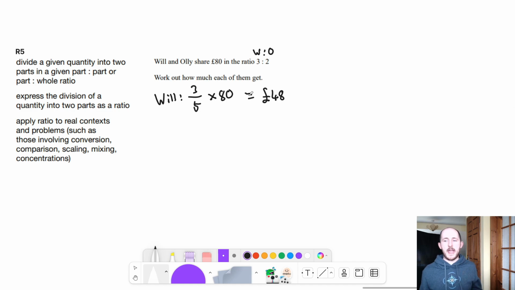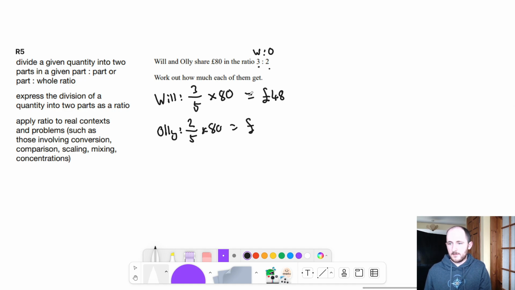Now technically you can just do 80 minus 48 to work out how much Ollie gets, but let's do the same method. Change this to a fraction. Ollie's number is 2, and then over 3 plus 2, which is 5 times 80. Again, 80 divided by 5 is 16 times 2 is £32.